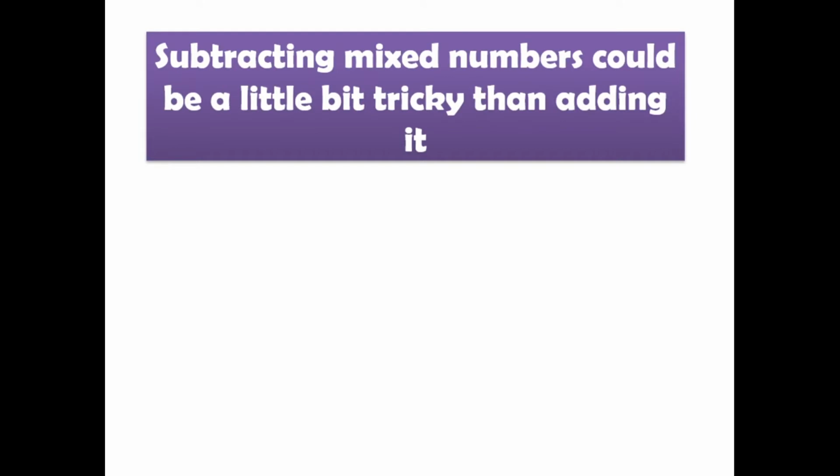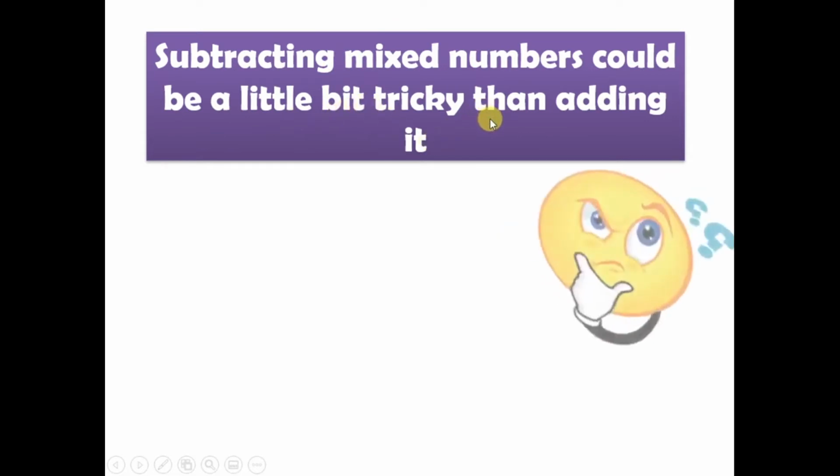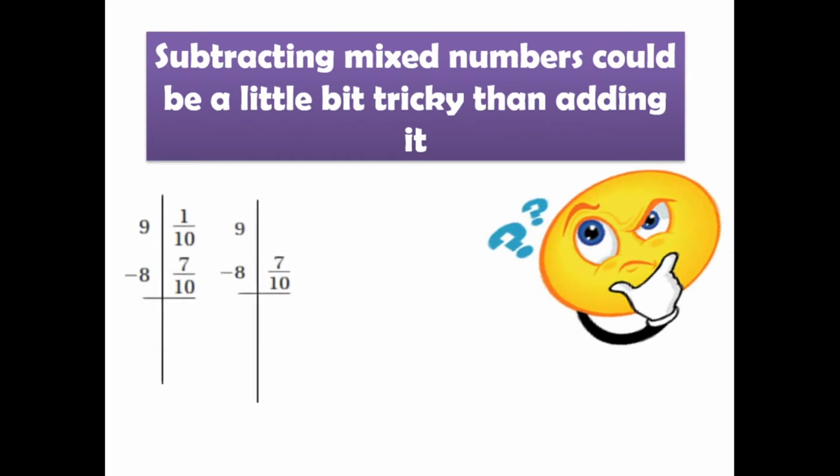Our episode today is about subtracting mixed numbers. Subtracting mixed numbers could be a little bit trickier than adding. Look at these examples. As we know, while adding or subtracting mixed numbers, we go from right to left. So, we add or subtract fractions first, then we add or subtract whole numbers. And we look at the numbers from up to down.